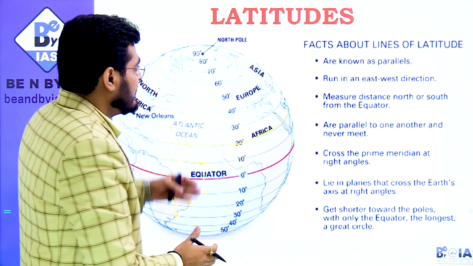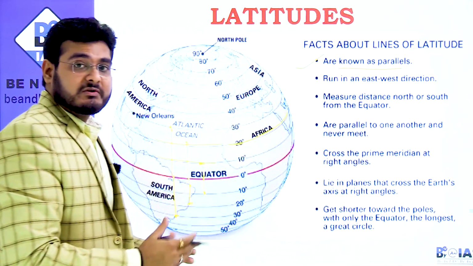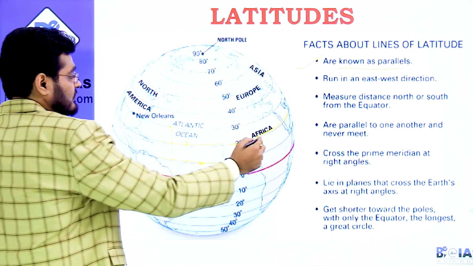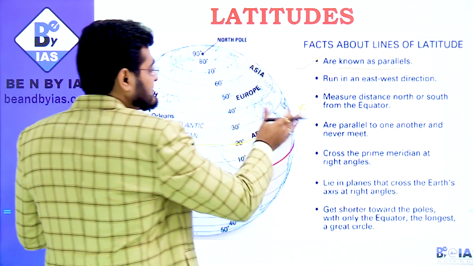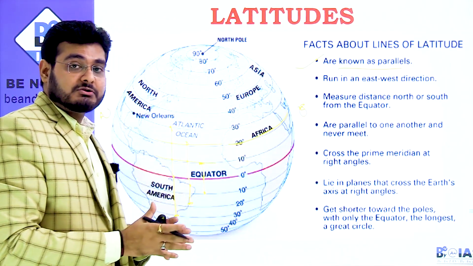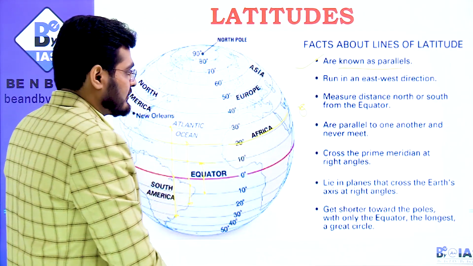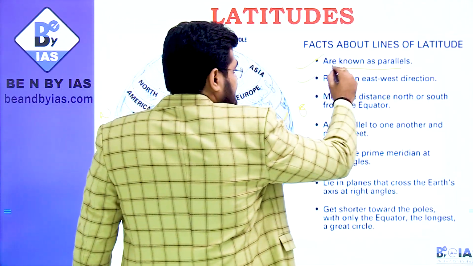They are parallels. These latitudes are also known as parallels. They run in east-west direction. For example, this is your east, this is your west. So they run in east-west direction, and they never run in north-south. North-south mein latitudes nahi hota hai, it's longitude. Right, so they run in east and west direction.